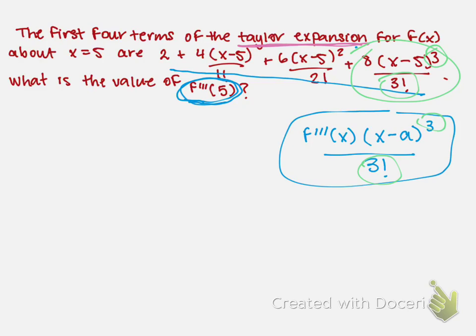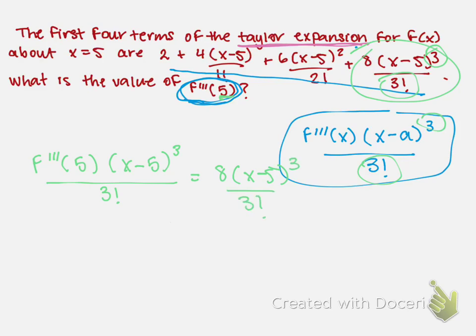So now, what we have to do is simply set them equal to each other. So f triple prime of 5 times (x minus 5) cubed over 3 factorial is equal to 8(x minus 5) cubed over 3 factorial.